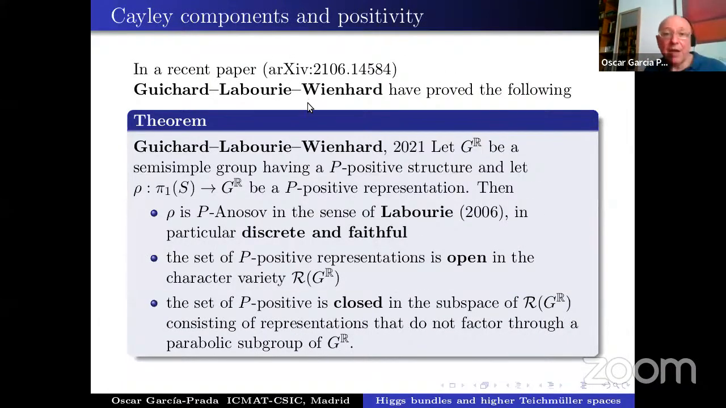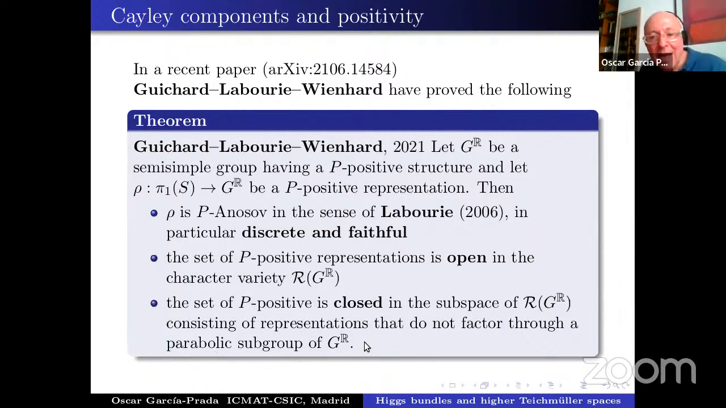Now, in recent work, Guichard, Labourie, and Wienhard proved, this is on the arXiv in June 2021, that if you have a group G_R with such a positive structure and the representation is positive, then it's automatically Anosov, and therefore discrete and faithful. And the set of positive representations is open in the character variety. This was known already, actually. But the key point is about closedness. They wanted to prove that the set of positive representations was closed in the full character variety. They didn't quite prove that.